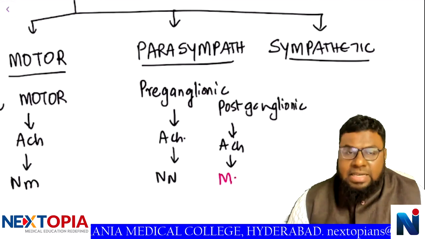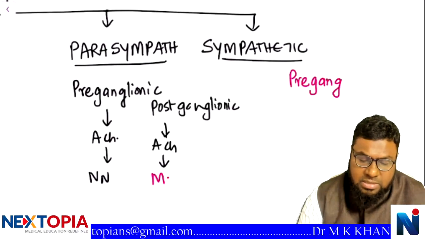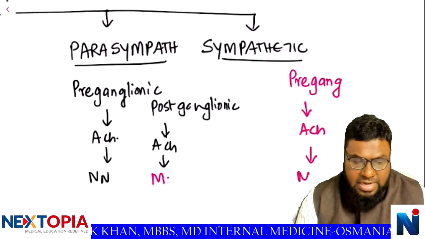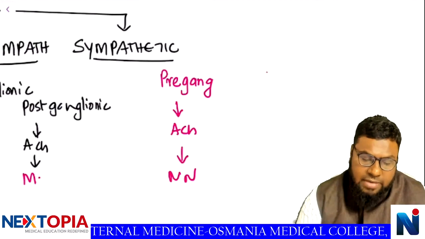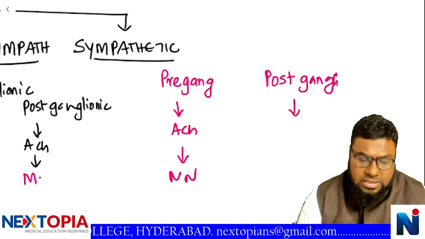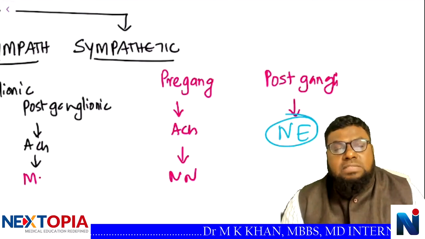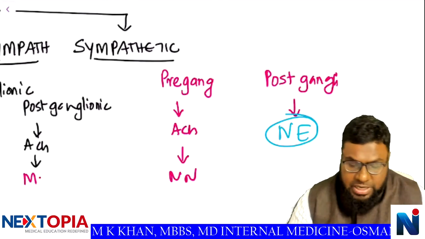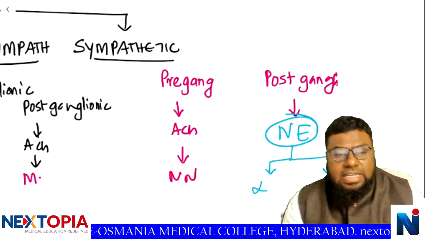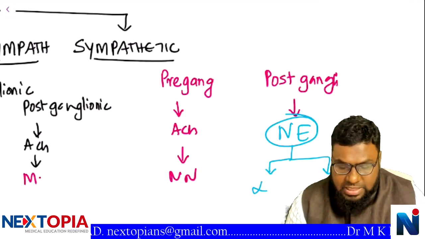Then the sympathetic response. In the sympathetic system also we have got preganglionic and postganglionic fibers. The preganglionic fibers release acetylcholine, which binds to the NN type of receptor. Whereas postganglionic sympathetic fibers release norepinephrine. It's a very, very important point. Please remember this point. This norepinephrine binds to either alpha receptors or beta receptors of the adrenergic system. The alpha receptors, alpha 1, alpha 2, or beta receptors, the beta 1 and beta 3 especially.